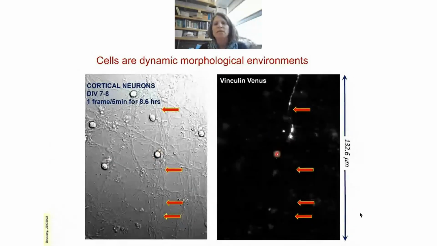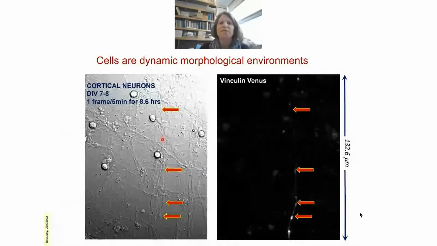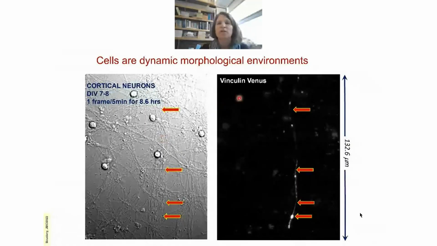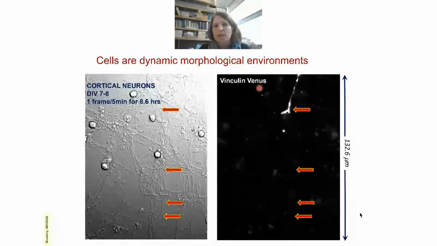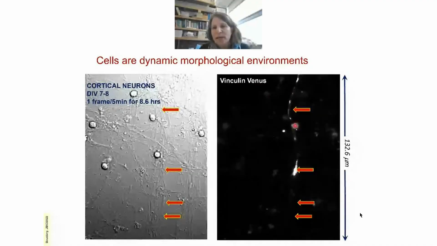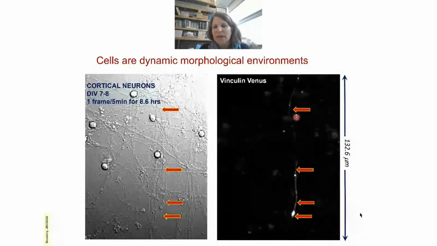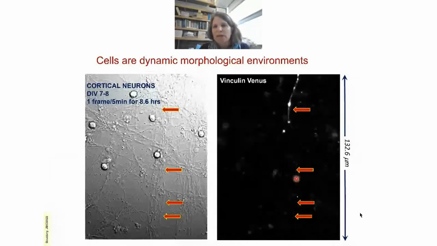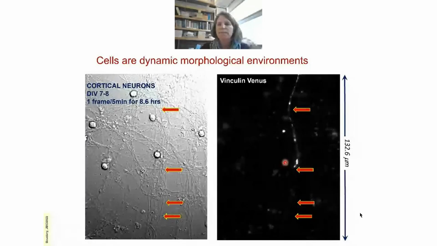On the right-hand side, you're looking at the same field of view of the cells, which have been transfected with a fusion construct, vinculin Venus. Venus is a variant of the YFP protein. And what you see is that vinculin is tracking this neuronal process going down the slide and is very dynamically moving and changing its position within the process.